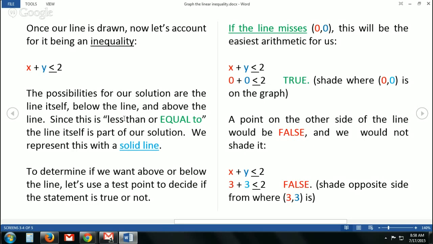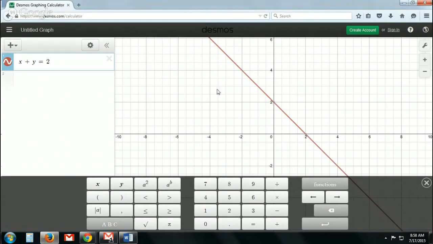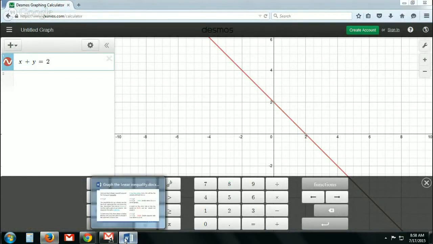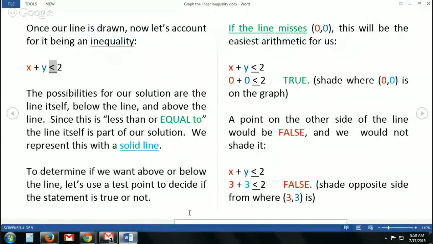Now, since this particular problem says less than or equal to, since it's got the equals here with the underlined part, that means the line itself is going to be part of our answer, and we'll represent this with a solid line. So on our picture, you'll see a solid line going through those intercepts that we found. Now, I need to know, do we want the area that is above the line, or the area that is below the line?